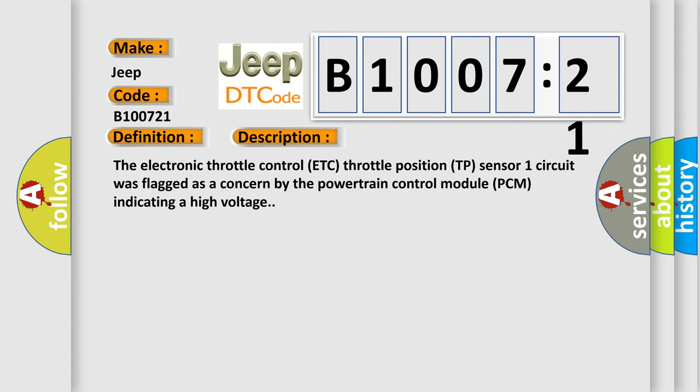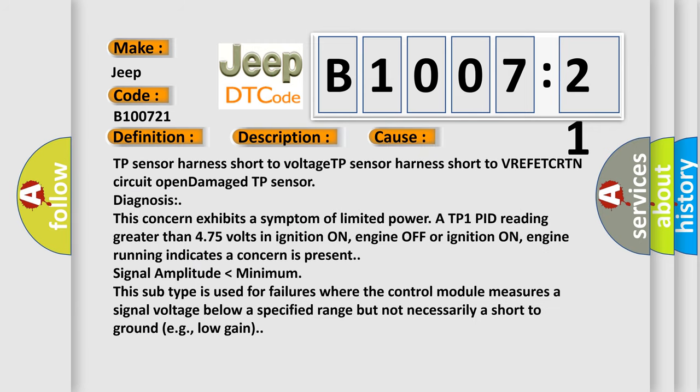The electronic throttle control throttle position TP sensor 1 circuit was flagged as a concern by the powertrain control module PCM indicating a high voltage. This diagnostic error occurs most often in these cases: TP sensor harness short to voltage, TP sensor harness short to VREF, ETC RTN circuit open, damaged TP sensor.